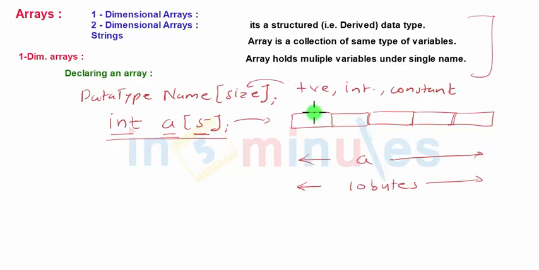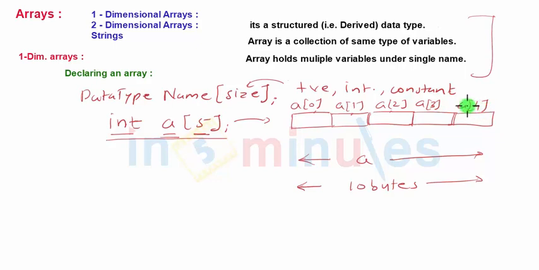Now what are the names of these independent variables? Because we have 5 variables, we know the name of the collection, but what is the name of each variable? The naming convention in C is like this. The first one is called the 0th variable, so its name is A0. Second is called index 1, that is variable 1, so its name will be A1, and so on. So variable names will be A0, A1, A2, A3, and last will be A4.